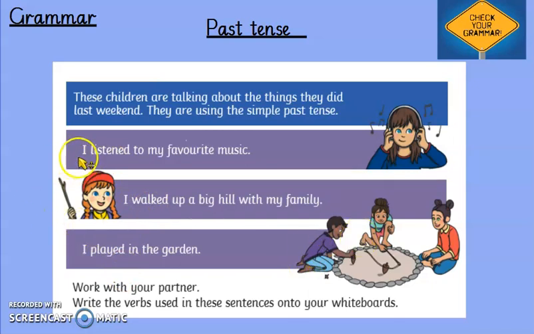Okay, so I listened to my favourite music. Listened is the verb in this sentence. I walked up a big hill with my family. So walked is the verb. I played in the garden. So played is the verb. So listened, walked, played are the verbs. They're the action words. It shows when somebody is doing something.